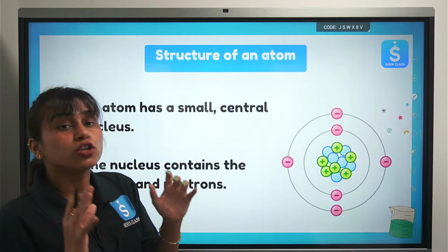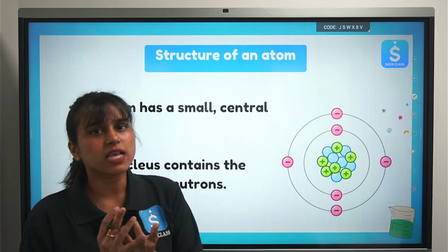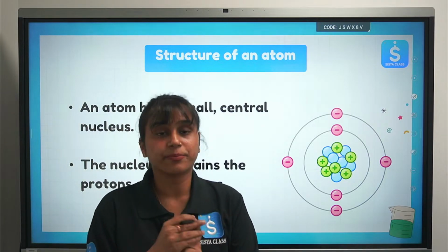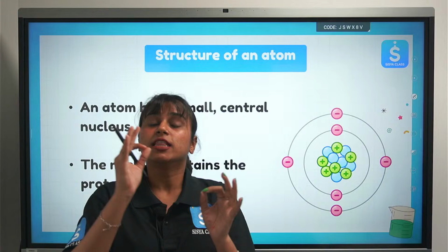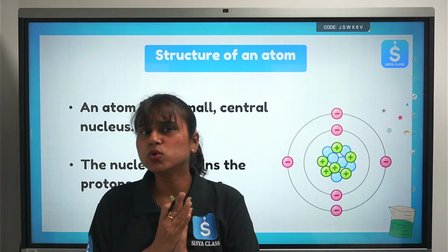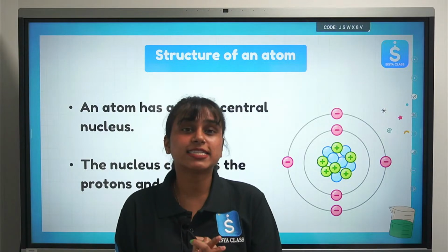So, what is basically the structure of an atom? We understood that atoms are the building blocks of matter, and atoms are no longer the smallest particle. There are 3 subatomic particles present inside an atom. But how do they exist? How are they present? How are they distributed inside an atom?